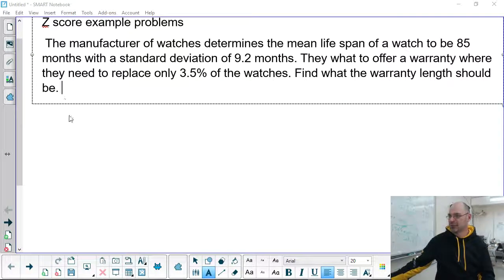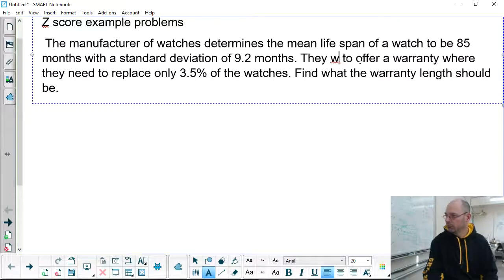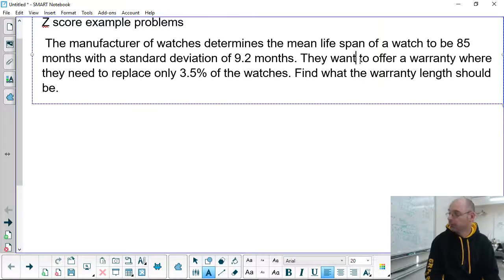So here's an example. The manufacturer of watches determines the mean lifespan of the watches to be 85 months with a standard deviation of 9.2 months. They want to offer a warranty where they need to replace only 3.5% of the watches. Find what the warranty length should be. So this is another z-score problem where we have to find a result.